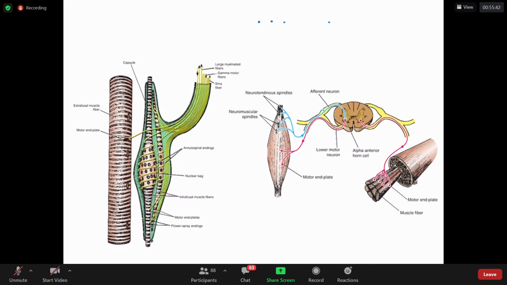Is it clear so far? Yes, sir. Okay, now let us go to the next step.